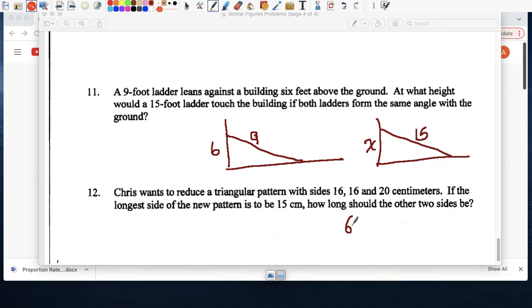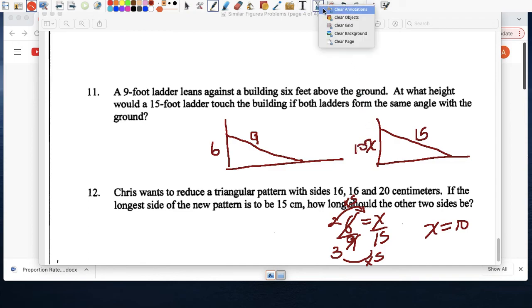So 6 corresponds to x, as 9 corresponds to 15. Let's simplify this one. So you get 2 over 3 going this way. It's 3 times 5, so 2 times 5 would be the multiplier, so x equals 10. So this would be 10 feet.